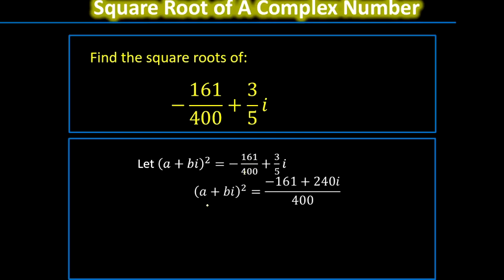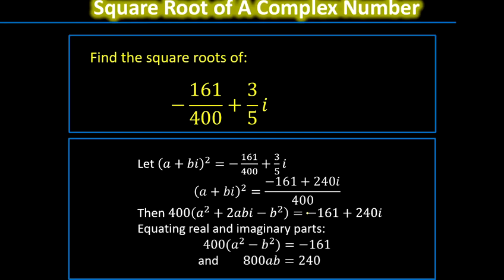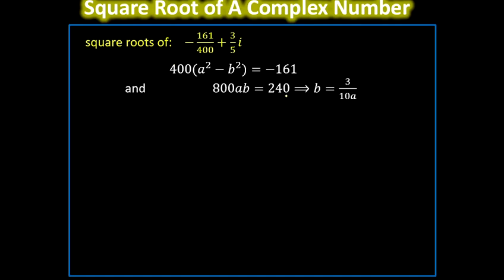If I expand the left side and cross multiply this 400, I've taken LCM on the right side just to make my comparison simple. So 4a square minus 400a square minus 400b square is negative 161, like this. And the imaginary part is 4 times 2, which is 800ab, and here we have 240. So can I say b equals, with cross multiplication, 240 over 800, so you get 3 by 10, positive.